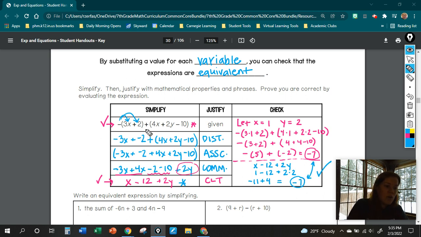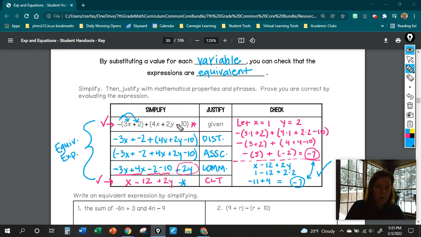They both check out. So we know that these right here are all equivalent expressions. Even though they all look different, they all have the same value when you choose a number for x and for y. Just different ways of writing things, right?